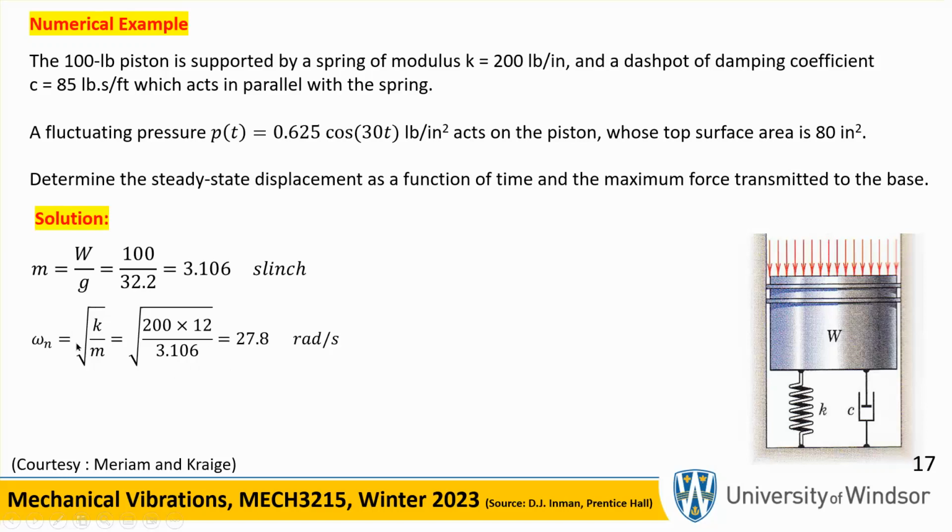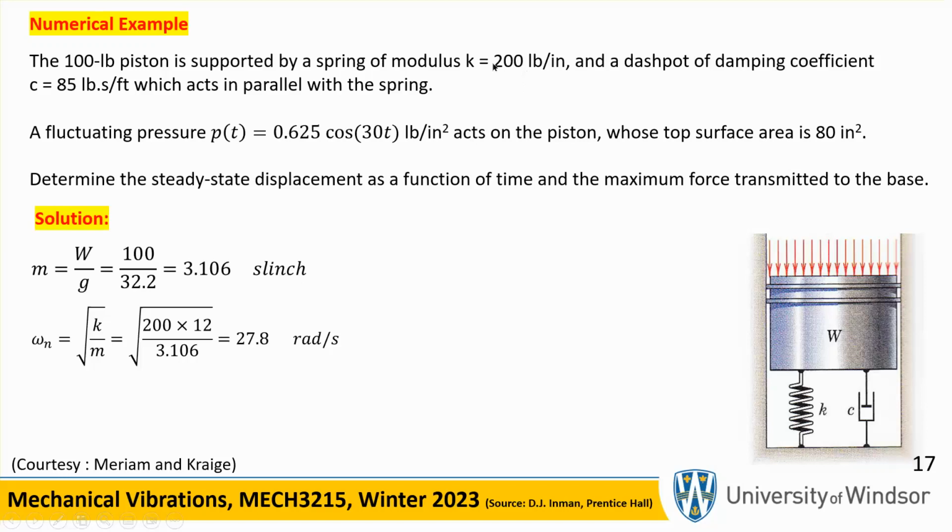So omega n is root of k over m. K is this. And notice that for m, I didn't use this value. In my calculation, I used a 12 here. So this 12, where did it come from? Let me see now what I'm doing. Everything I'm writing, I'm writing in terms of feet. Okay. This is definitely wrong. We know that this is slug.